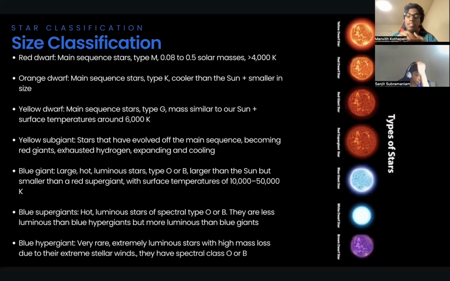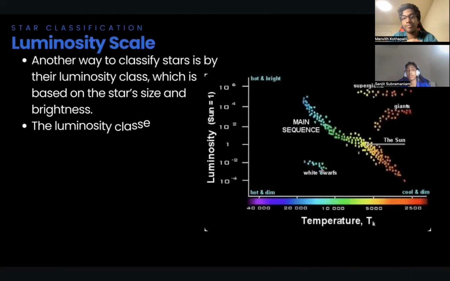Blue supergiants are hot, luminous stars of spectral type O or B. They are less luminous than the blue hypergiants, but more luminous than blue giants. And then blue hypergiants, well, they're very rare, extremely luminous stars with high mass loss due to their extreme solar winds, and they have spectral type O. Now, Sanya will be talking about another classification of stars, which is the luminosity scale.